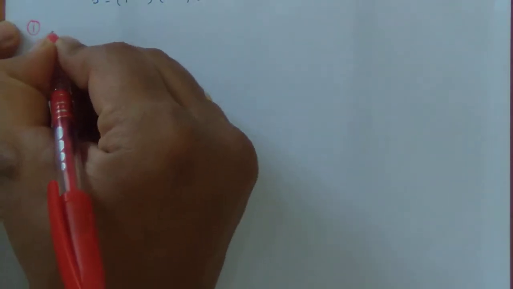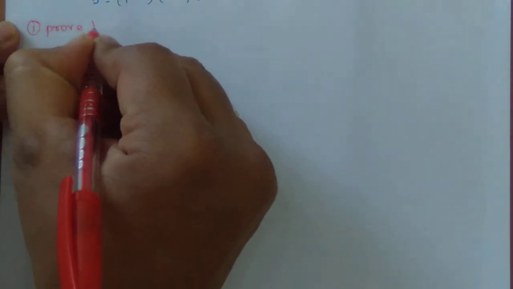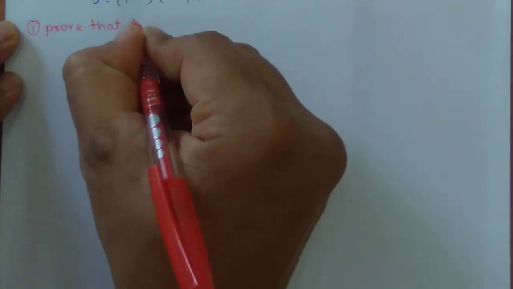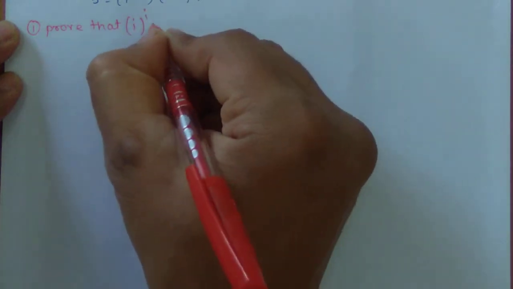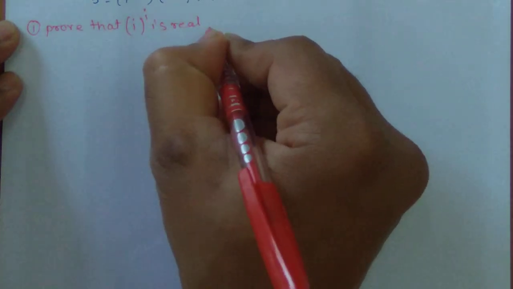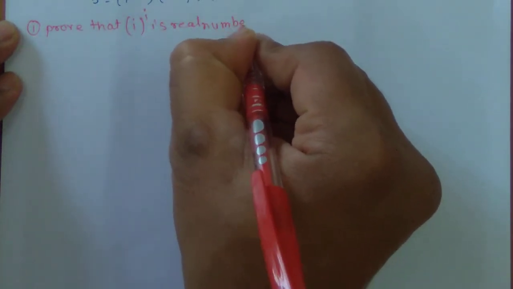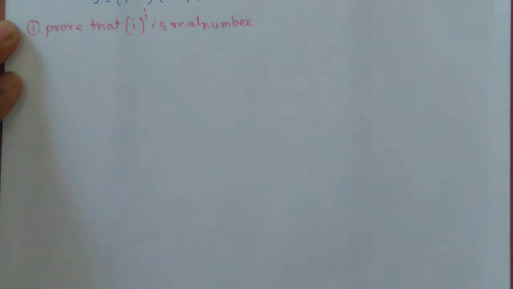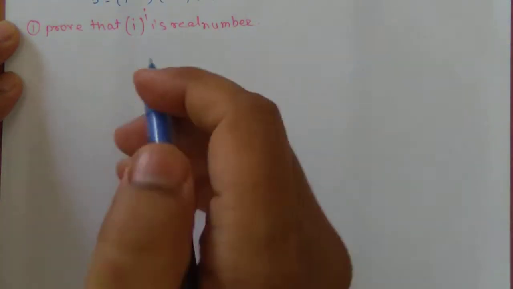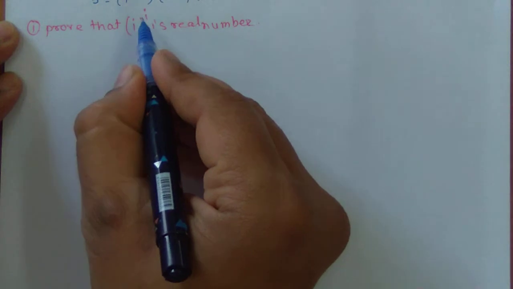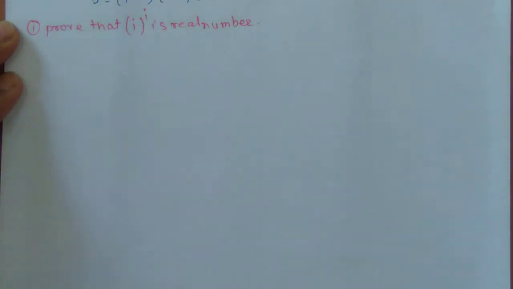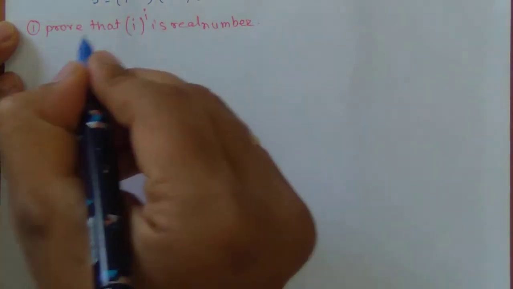The question number 1 is, prove that i raised to i is a real number. Now, i is a complex number whose power we are going to take. So of course this is a problem based on the roots of the complex number, or say some power of the complex number. Okay. So i is a complex number.